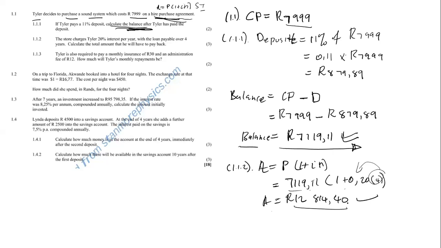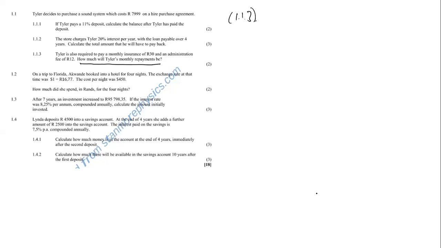So that means if he wants to pay over a period of 4 years on a hire purchase agreement, he needs to pay 12,814 rand and 40 cents. But he needs to pay it monthly, meaning he's going to do monthly installments. So how much is he going to pay each and every month for 4 years so that he can pay a total amount of 12,814 and 40 cents? So that's what we want to calculate. We want to calculate the monthly payment, okay?